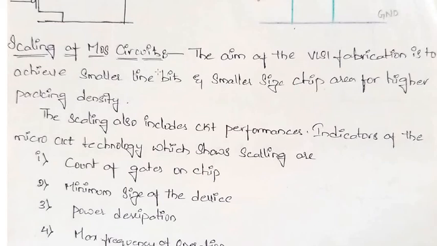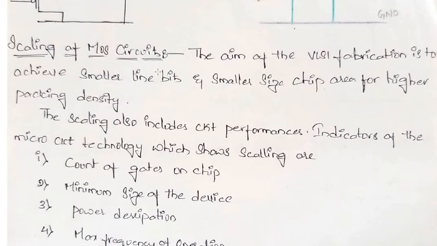So scaling of MOS circuits is also very important. And why it is important? The aim of this scaling in VLSI fabrication is to achieve smaller line widths and smaller chip area for higher packing density. What is the actual agenda of the fabrication process? Because in the smaller area we have to fabricate a number of transistors, smaller line width should be there.